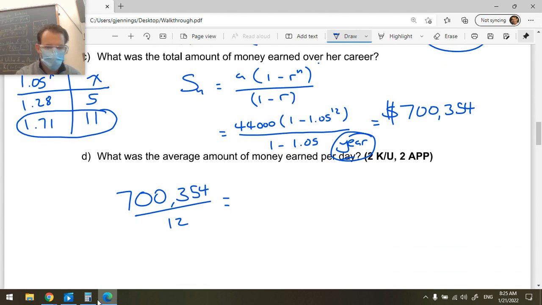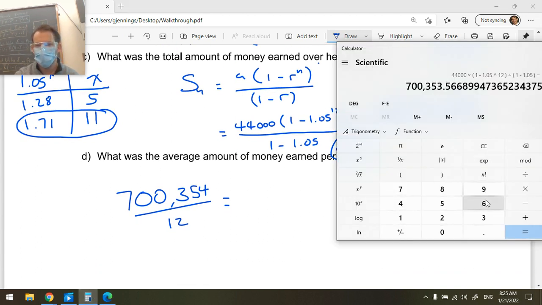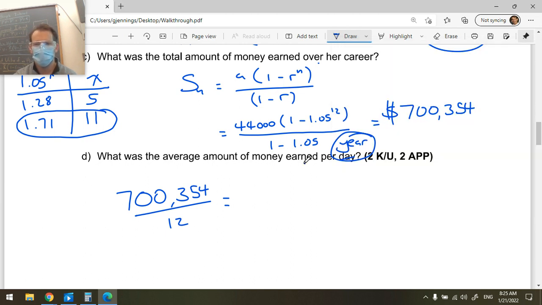And so, yeah, just divide this by 12 to find the average amount of money earned per year. So let's do that. Divided by 12. Now yours, the number that you're hunting for, you'll find it's a little bigger than 12. I'll give you a hint. It's an even number of weeks. Okay, so there, 58. This is her average amount of money that she earned per year. So 58,363.